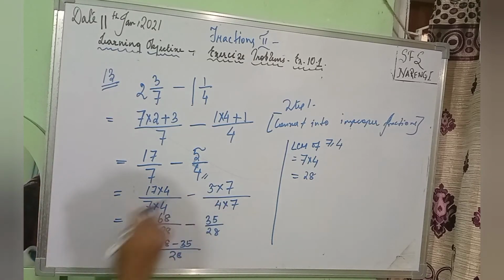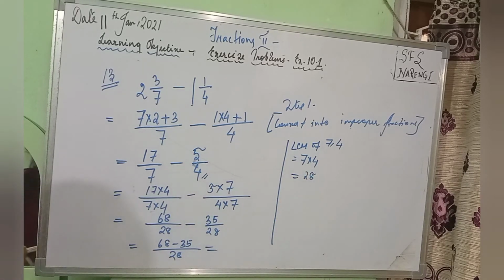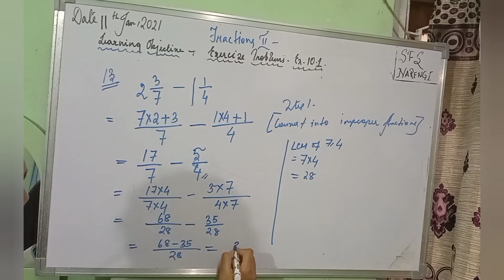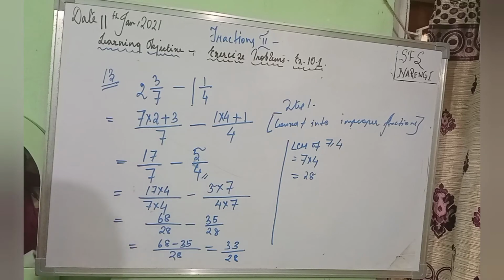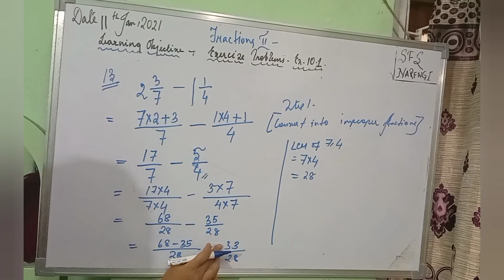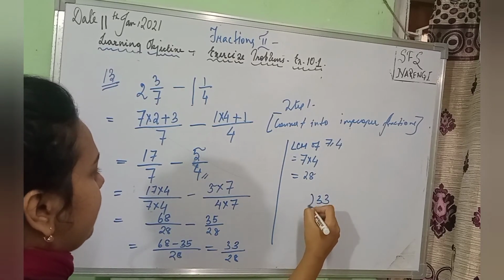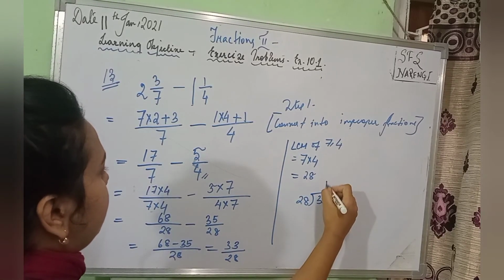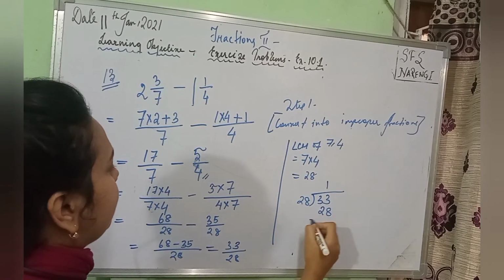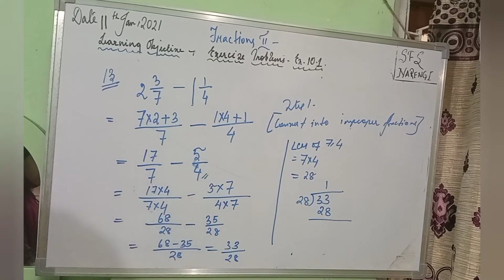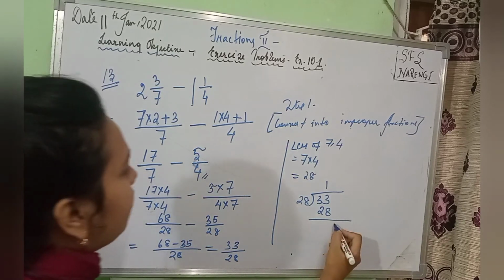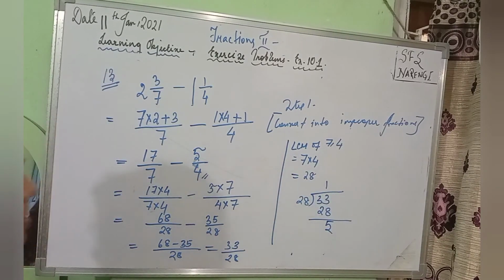All I have to do is subtract the numerators. Once I subtract 35 from 68, how much will I get? 8 minus 5 is 3, 6 minus 3 is 3. 33 by 28. Now see children, here the numerator is greater than the denominator. So let me make a workspace and divide 33 by 28. It will go 1 time. I'll get 28. What is the remainder? The remainder is 5.